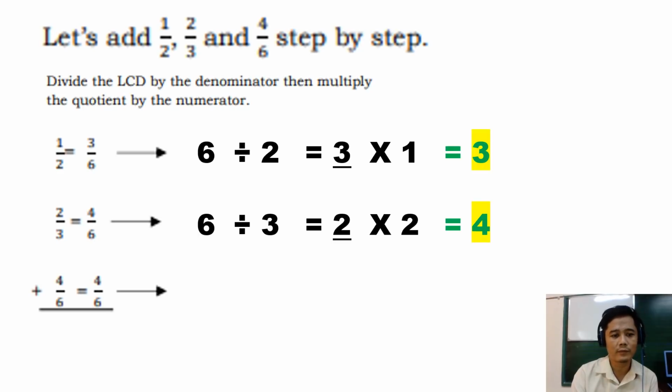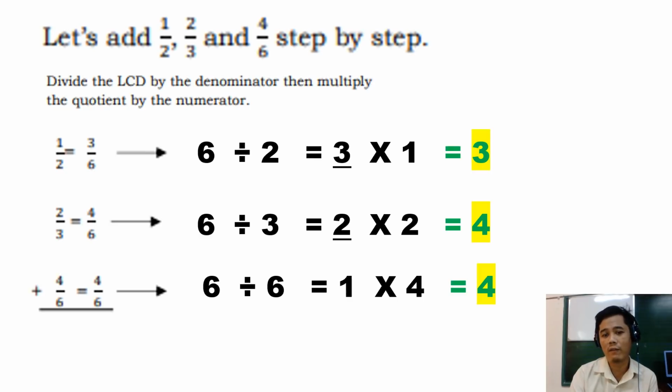The next, 4/6 equals 4/6. Bakit parehas, teacher? Check natin kung bakit siya naging parehas, kung bakit naging 4. So, 6 divided by 6 is equal to 1, and multiply by 4, the given numerator, equals 4. So, yun siya kung paano nakuha si 4. So, 1/2, 2/3, 4/6 are now 3/6, 4/6, 4/6.